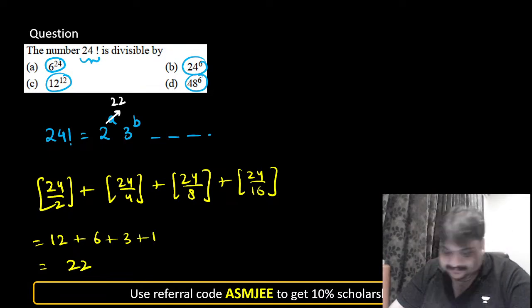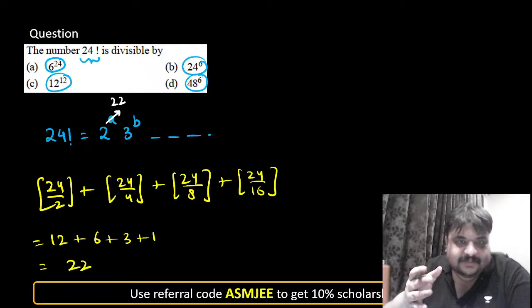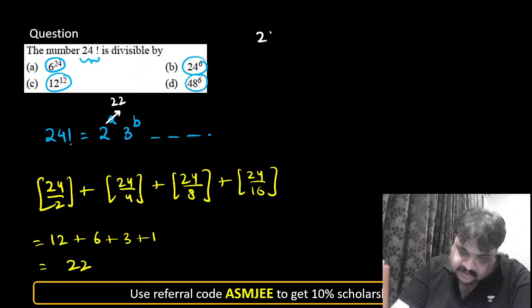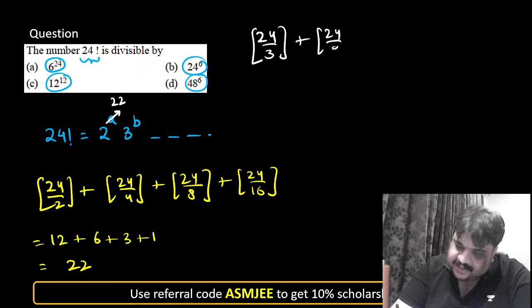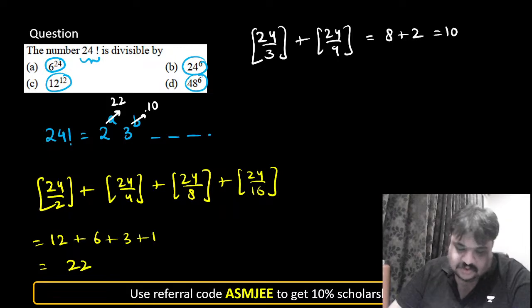Remember this funda? What is a summary? A summary means writing down the important points of the chapter in 2 or 3 pages. And now let's find out the power of 3. 24 by 3. 24 by 9. 8 plus 2. 10. So 2 raised to 22 is available. 3 raised to 10 is available.